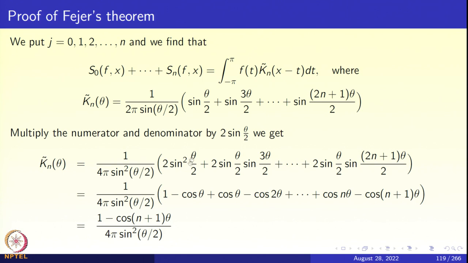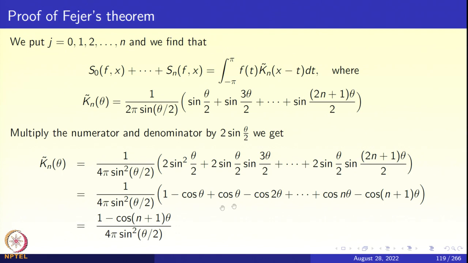Numerator: 2 sine square theta by 2, 2 sine theta by 2 sine 3 theta by 2, plus dot dot dot, 2 sine theta by 2 sine (2n plus 1) theta by 2. 2 sine A sine B is cos of A minus B minus cos of A plus B. Remember from the addition formula for cosine? So use that. You get 2 sine square theta by 2 is 1 minus cos theta. 2 sine theta by 2 sine 3 theta by 2 is cos theta minus cos 2 theta, etc. The last one is cos n theta minus cos (n plus 1) theta.